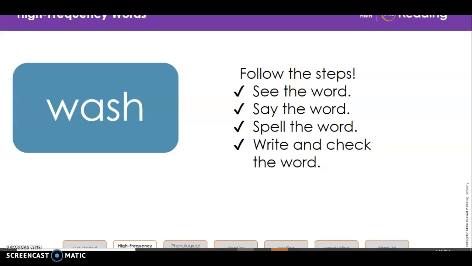The letter A stands for the short O sound, ah. The letters S-H stand for the sound sh. Blend with me. W-ah-sh. Wash. Now skywrite the word wash. W-A-S-H. Now try to write it without looking. W-A-S-H.